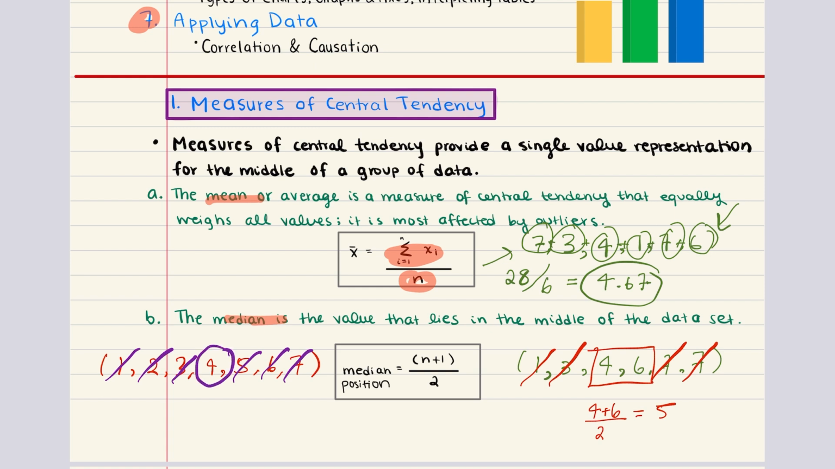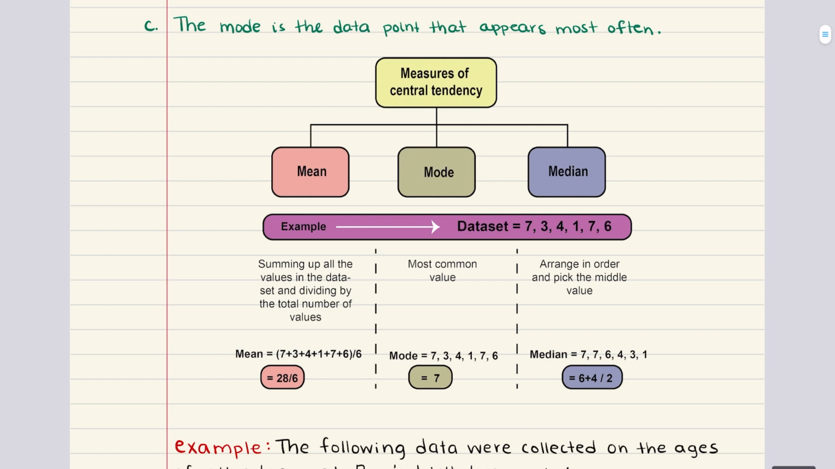So for this data set, it was really easy to recognize one value right in the middle. Now, the median is generally less affected by outliers, and it makes it a better measure of central tendency for skewed data. Finally, we have the mode. This is the data point that appears most frequently.